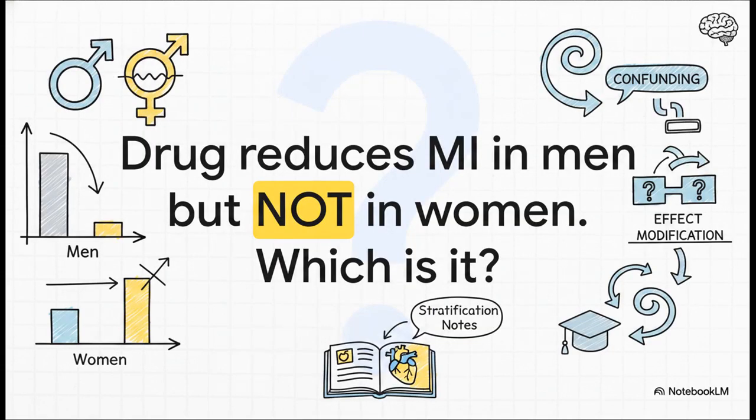Apply those 4 steps and you are going to systematically dismantle even the most convoluted questions they can throw at you. But I'll leave you with one final provocative thought to chew on for your next study session. If a question shows a drug reducing myocardial infarction in men, but not in women, is that confounding or is it effect modification? You might want to dive back into your notes on stratification to find the answer for that one.